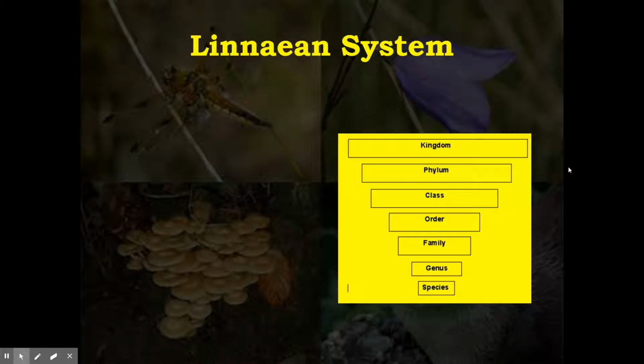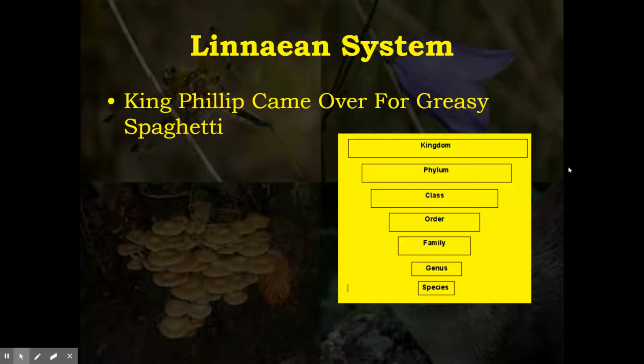So in the Linnaean system, we have kingdom, phylum, class, order, family, genus, and species. You need to know these in order. And one way to learn this in order is to make up a little phrase. You can change it up any way you want to, but the one I use is King Philip came over for greasy spaghetti. So K in king would be kingdom. The P for Philip would be phylum. Came would be class. Over would be order. For would be family. Greasy would be genus. And spaghetti would be the species. If you want to come up with another one, then that's great. Make it yours. But you have to know these in order.